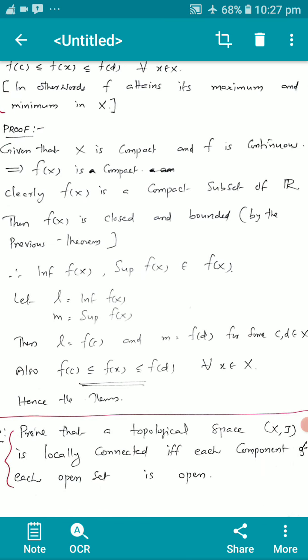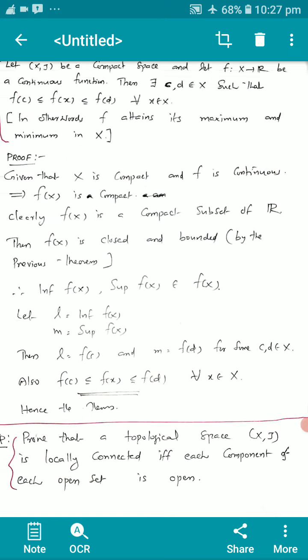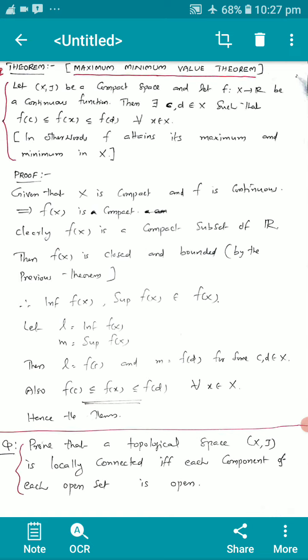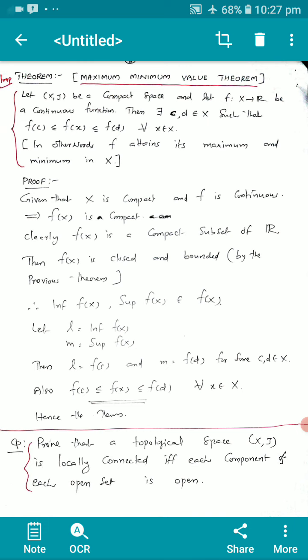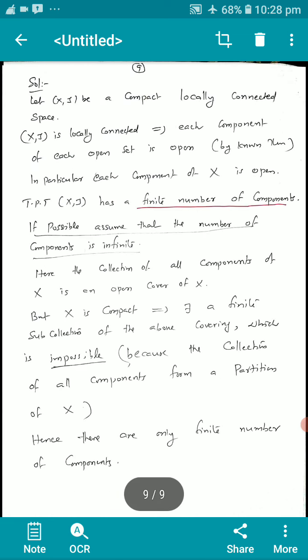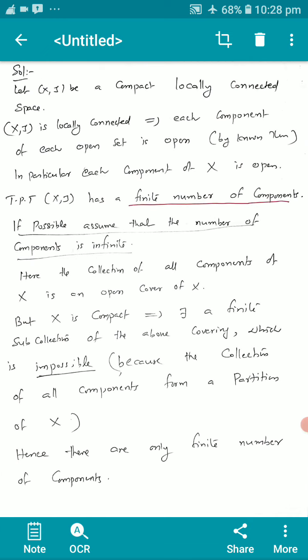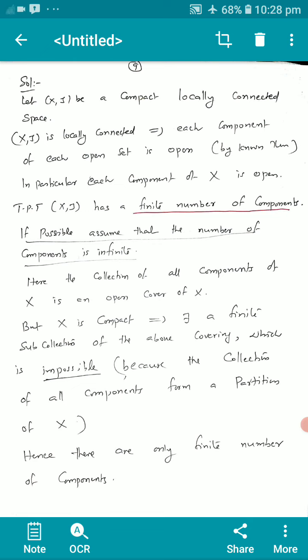One question is given to conclude that part. Prove that a topological space X is locally connected if and only if each component of each open set is open. You can prove it. Solution: let X be a compact locally connected space. X is locally connected implies each component of each open set is open by a known theorem. In particular, each component of X is open.